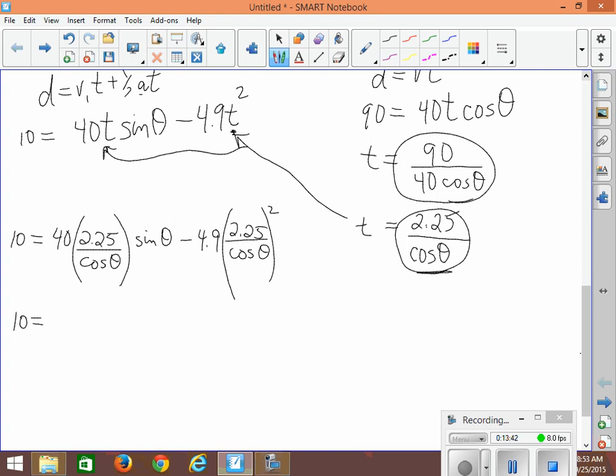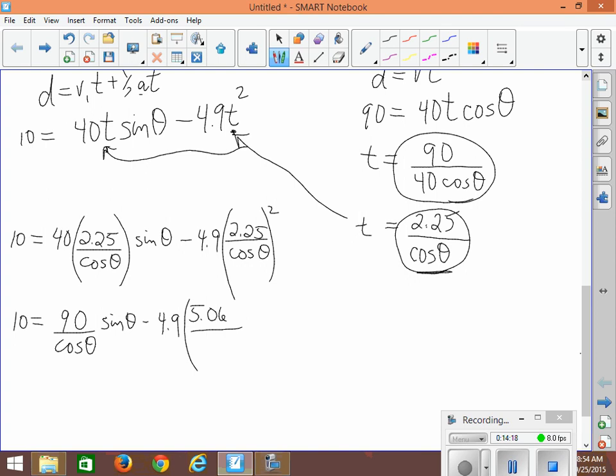Because that's what we did over there. We divided by 40. So I'm assuming that's 90. And then divided by cos, I'm going to do every step here at a time without skipping any, times sine theta. Minus, and we have to square our bracket. So what is 2.25 squared? Somebody give me 2.25 squared so we get the right number. 5.06. Okay, we'll go with 5.06, carry 2 decimal places.